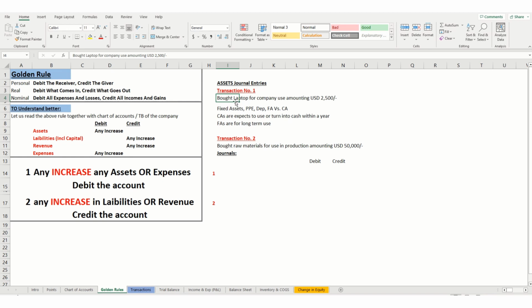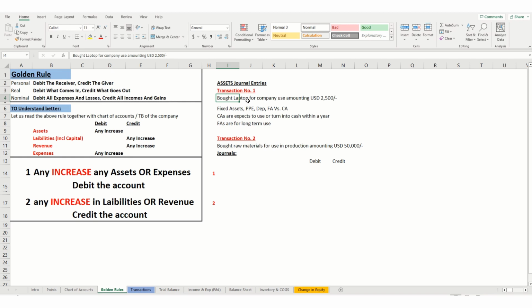So first, let us read it again: bought laptop for company use amounting to USD 2500. So laptop, what is a laptop? A laptop is an asset. How do you know a laptop is an asset? Because in assets there are mainly two categories: current assets and fixed assets. So what is a fixed asset, and what is a current asset? Fixed assets are for long term use of a company.